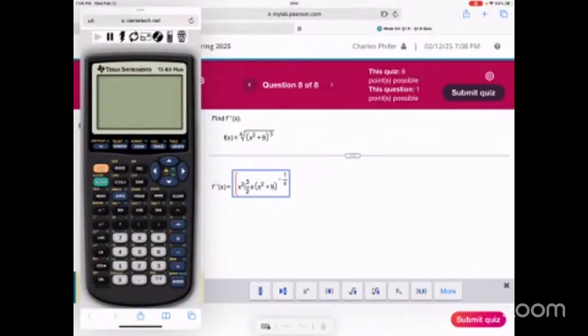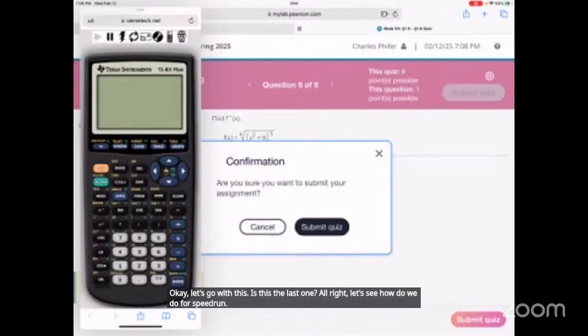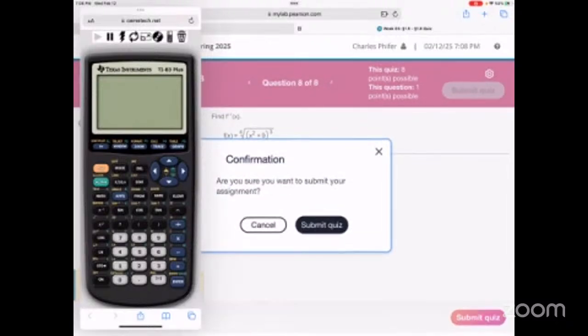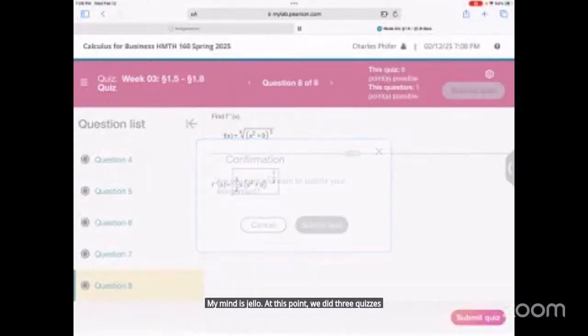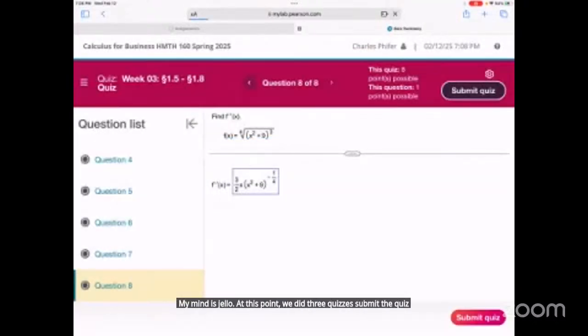Okay, let's go with this. Is this the last one? All right, let's see how we did for the speed run. My mind is jello at this point. We did 3 quizzes. Submit the quiz. Let's see. Oh, okay. Let's go.